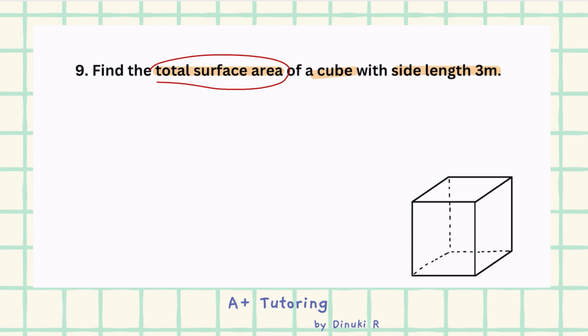Okay, we're not working with volume now, we're working with total surface area. We're still working with a cube, but the side lengths are 3 meters now, so 3 meters like that, yeah?